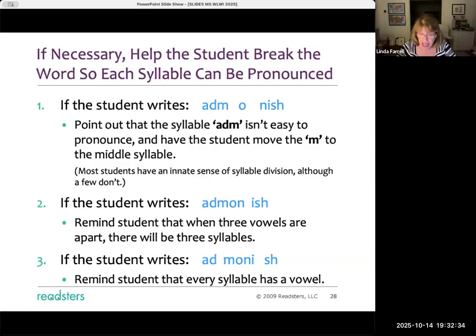Sometimes they might go add and then MONISH. And again, I say, how many syllables do you see? I mean, how many vowels do you see? 3. Is each vowel in its own syllable? Oh, no, I have to move it. So just to let you know, there are times you will see something like this. Now let's move to the next one.